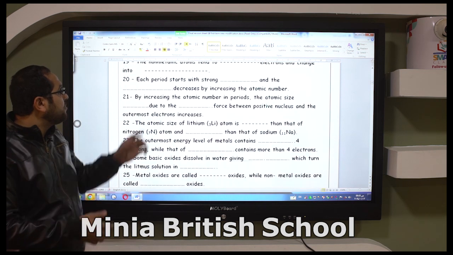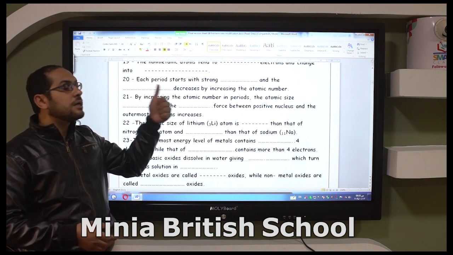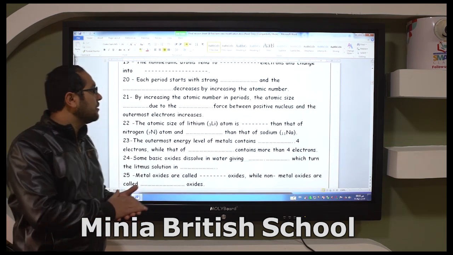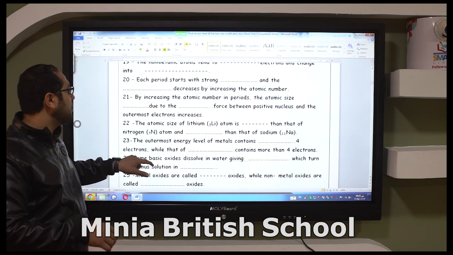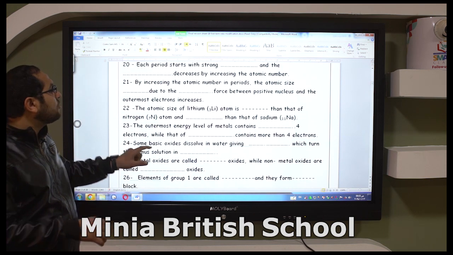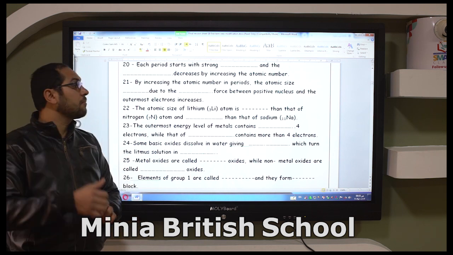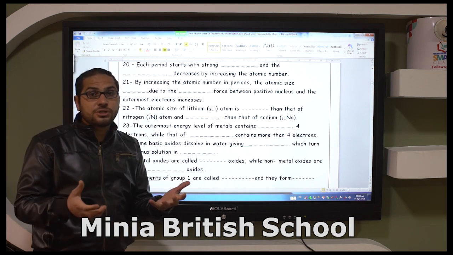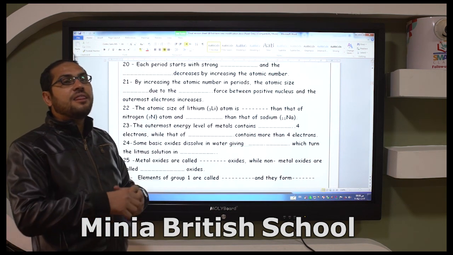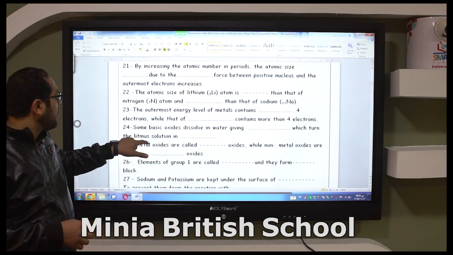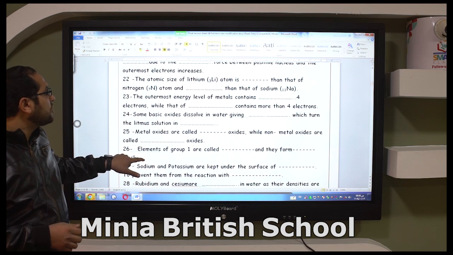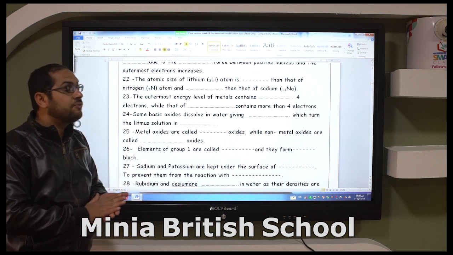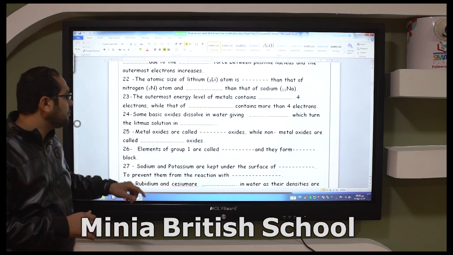Number 20. Each period starts with a strong metal, and the metallic property decreases by increasing the atomic number. By increasing the atomic number in the period, the atomic size decreases due to the increasing attraction force between the nucleus and the electrons in the outermost energy level. Number 23, the outermost energy level of metals contains less than 4 or more than 4? Less than 4, while nonmetals have more than 4 in the outermost energy level.